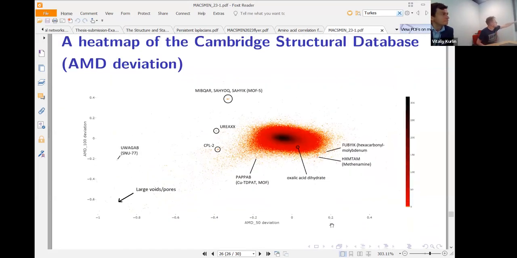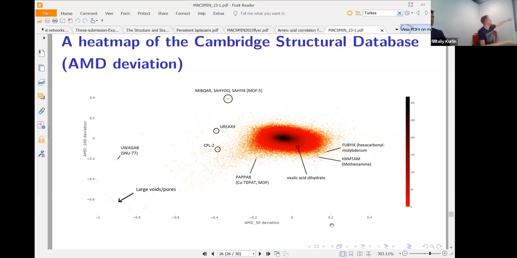Oxalic acid, which we saw yesterday, is hugely popular and makes this little dark spot, which is very visible on basically every single map you draw. This is the amount it's moving around its baseline that we introduced earlier. Basically this is talking about 50th nearest neighbor versus 100th nearest neighbor. Your AMD has some kind of well-defined asymptotic, and then you look at an actual structure and see how far it deviates from it.